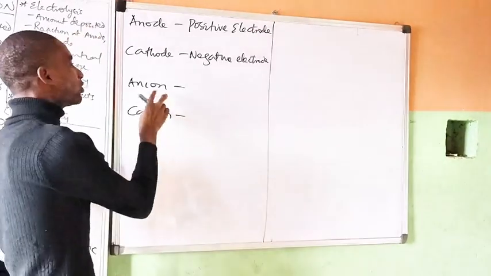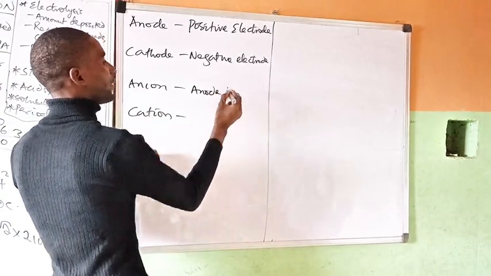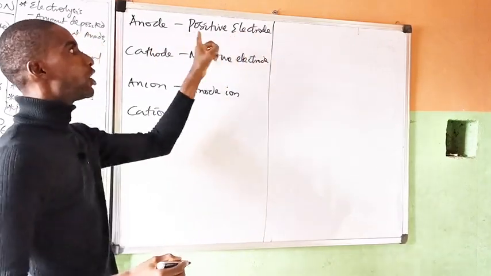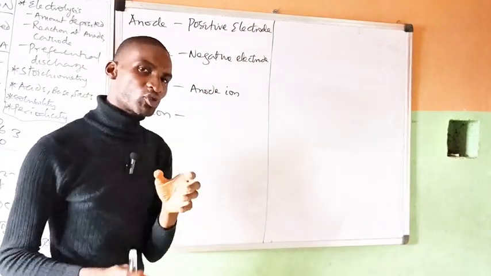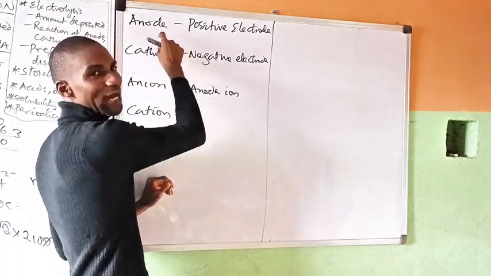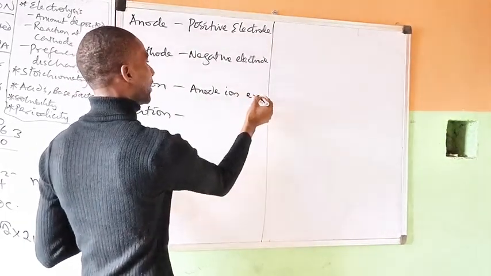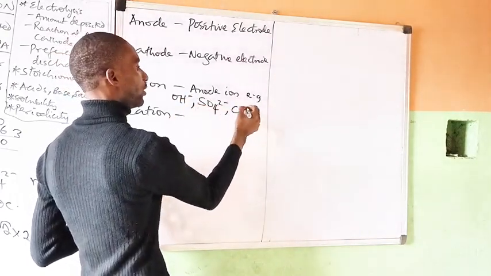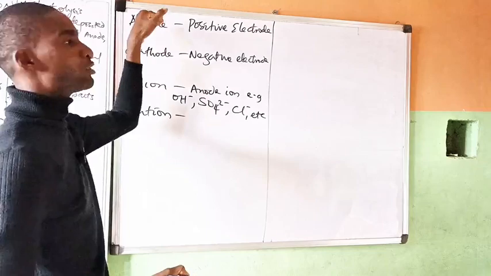Anions are the anode ions. So anion simply means anode ion. What's the meaning of anode ion? Those are the ions that will migrate towards the anode, which is the positive electrode. Remember, like poles repel, unlike poles attract. So the kind of ions that will migrate towards the anode will be negatively charged. Examples of anions are OH minus, SO4 2 minus, Cl minus, etc. These are examples of the ions that will migrate to the anode.